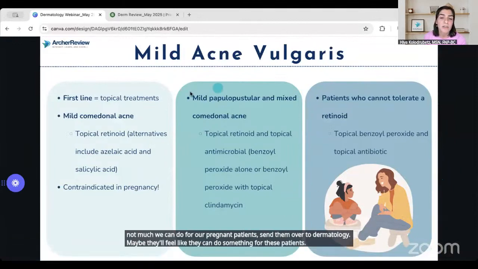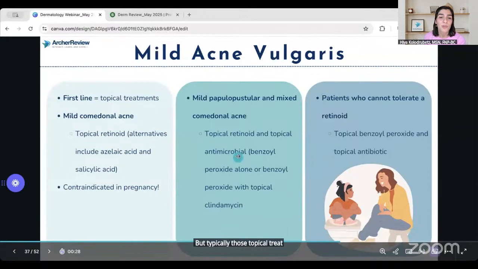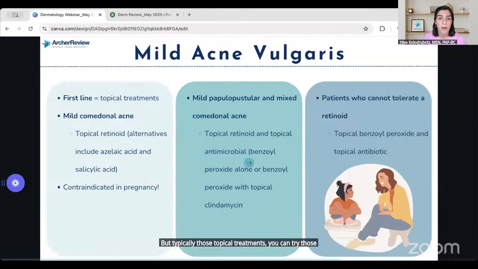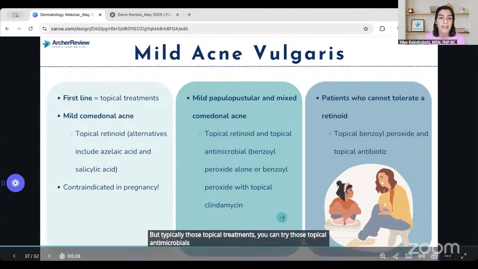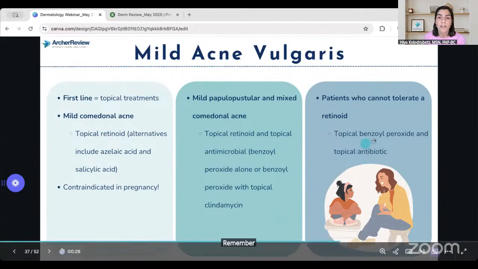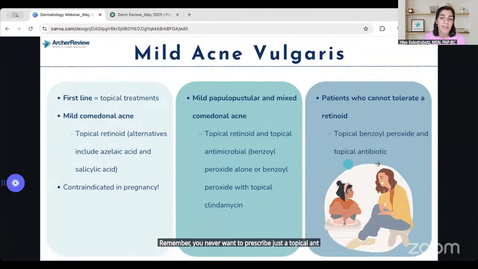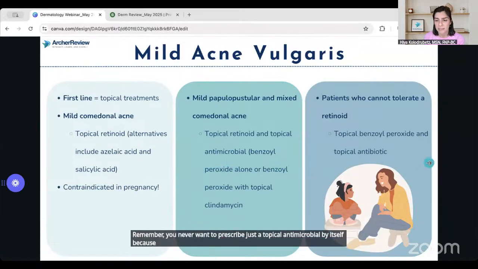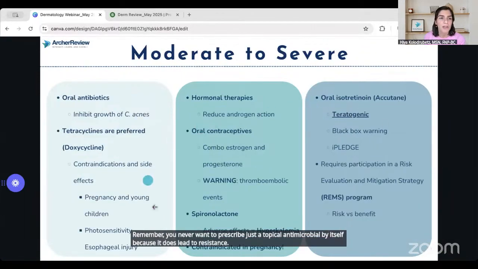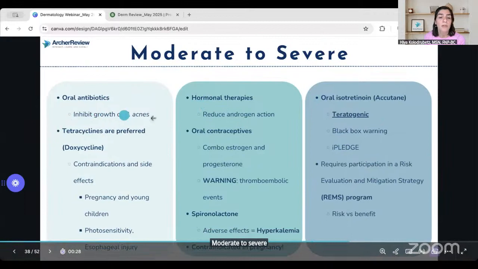But typically, for those topical treatments, you can try topical antimicrobials with topical retinoids. Remember, you never want to prescribe just a topical antimicrobial by itself because it does lead to resistance. Moderate to severe, we're going to do topical along with oral.